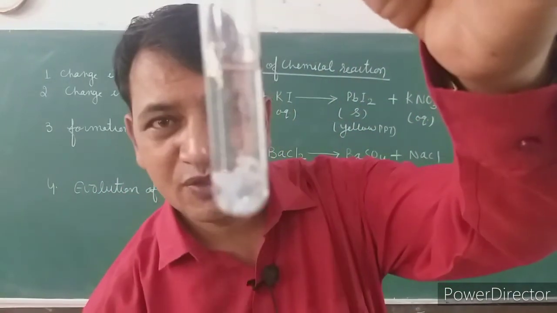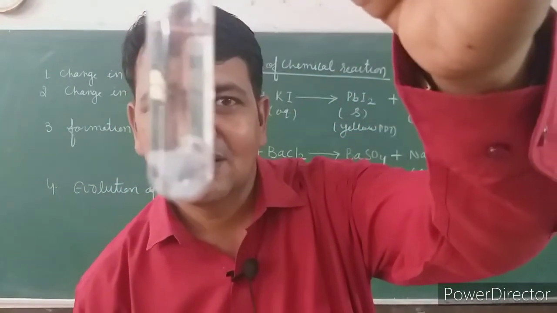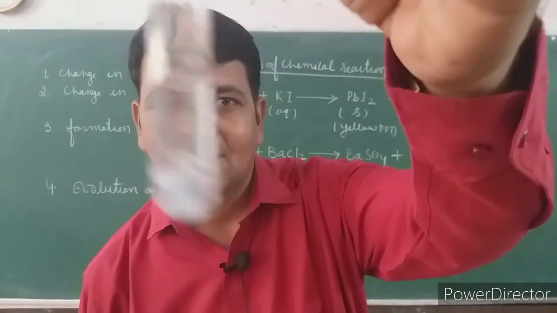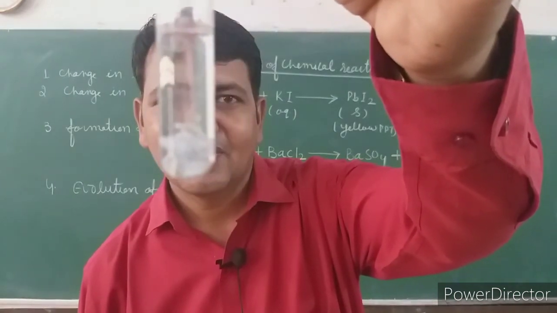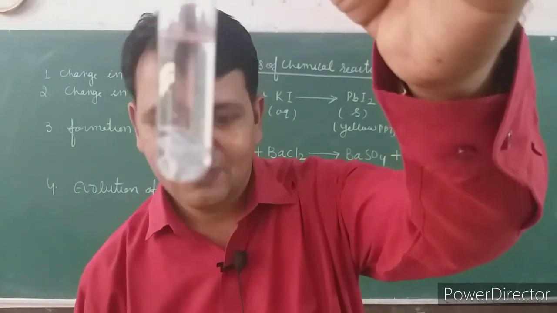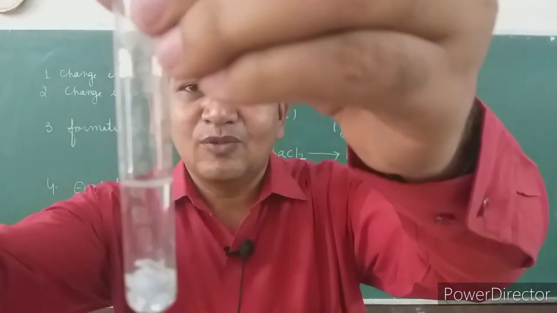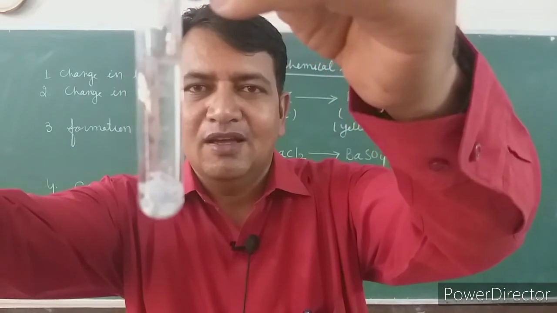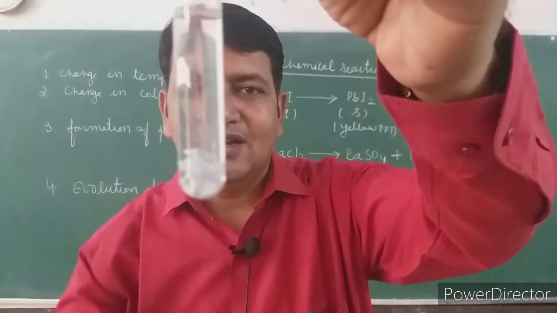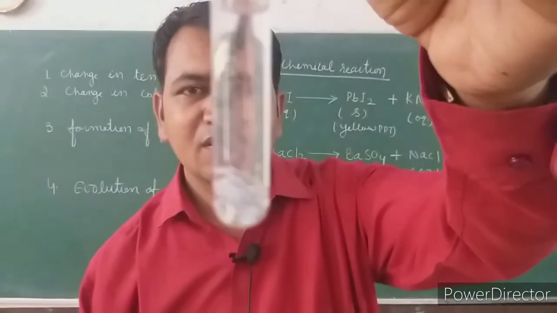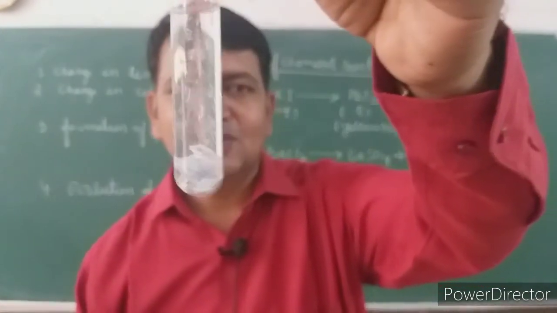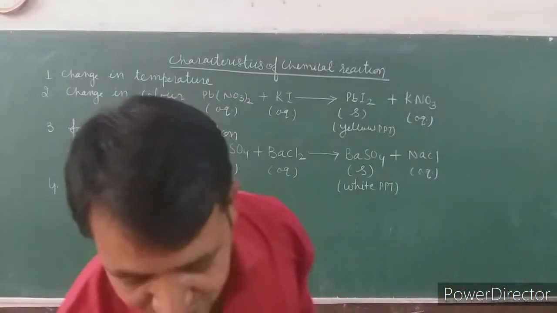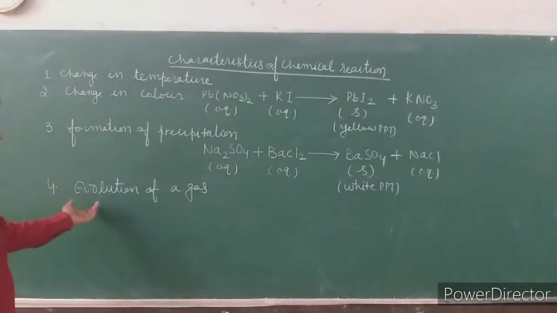Dilute means an acid which has more water and less acid. You can clearly observe there is a formation of bubbles. A gas is released in the form of bubbles. As soon as the reaction takes place, you can observe the release of gas in the form of bubbles. Look, as soon as I am adding dilute H2SO4 here, it produces bubbles, and these bubbles are gases. So this is another characteristic of a chemical reaction, that is evolution of a gas.